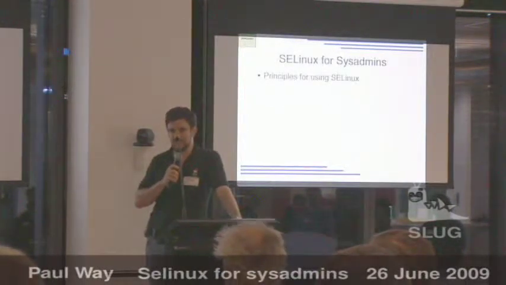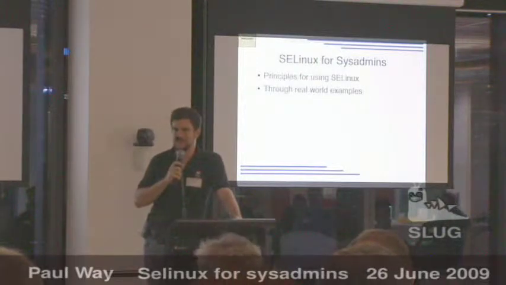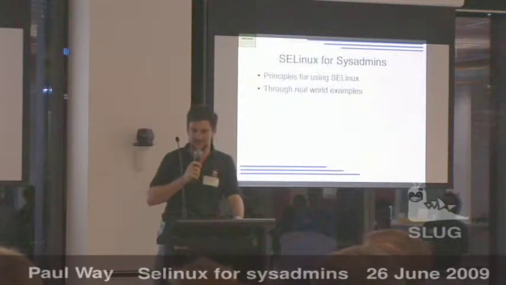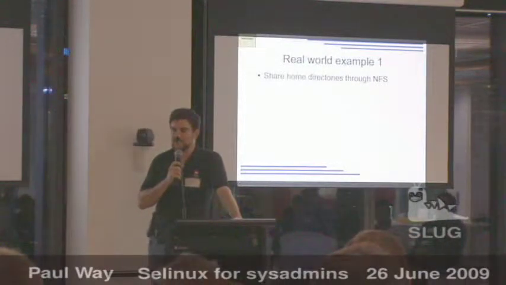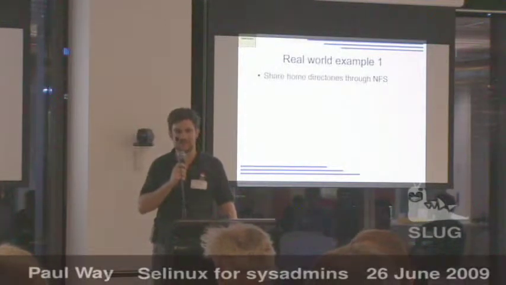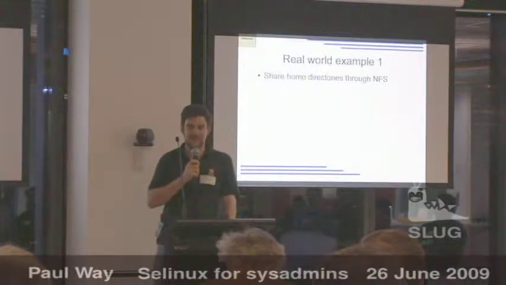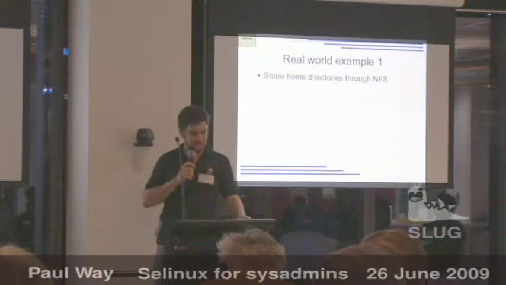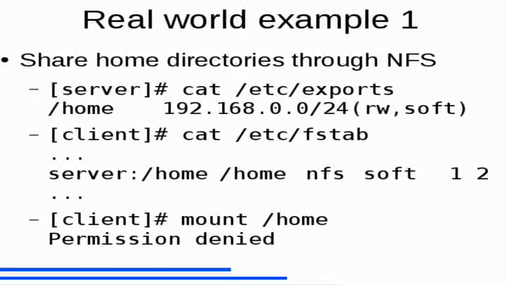So I've got a couple of principles, and it's in the same format as the previous talk. I'm basing them on a few more real-world examples, the things that I've come across when I've been wrestling with it. As an example, say you want to share home directories through NFS, and I have had this happen to me back in the day when I was running on an Ultra Sparc 5, and it was faster than using the local disk. That's how awesome the Sparc 5 was. On the server we have an export of home. On the client we've got it mounted, written up in fstab, and we go mount home: permission denied. Okay, curse.